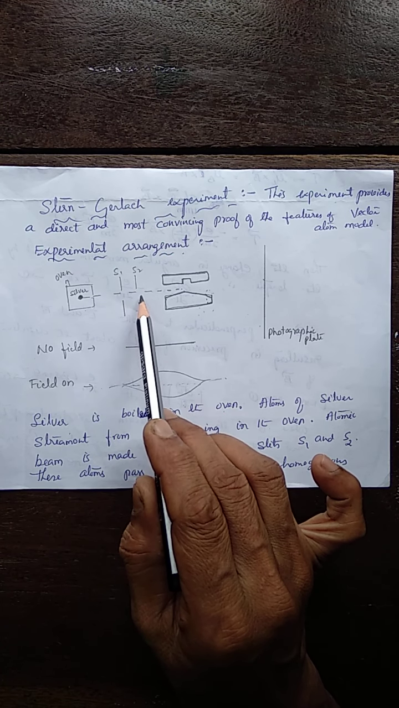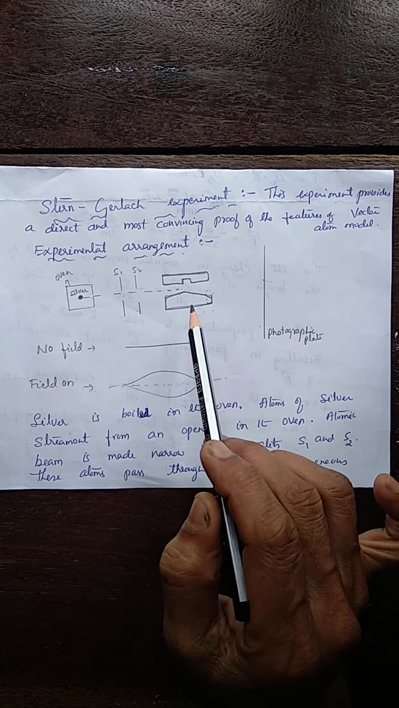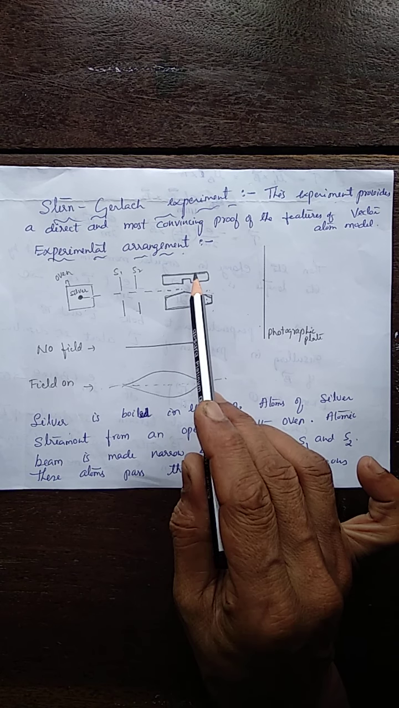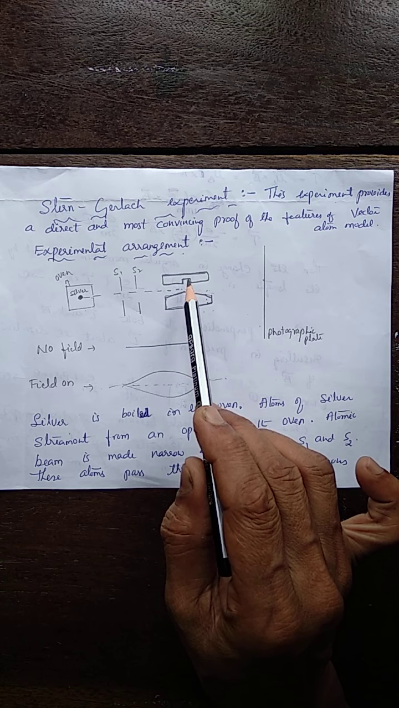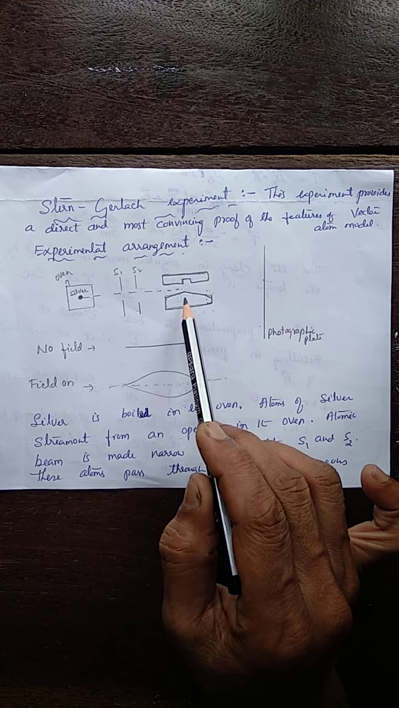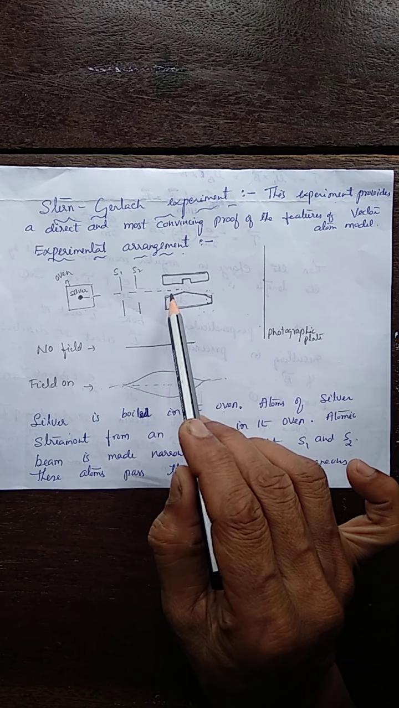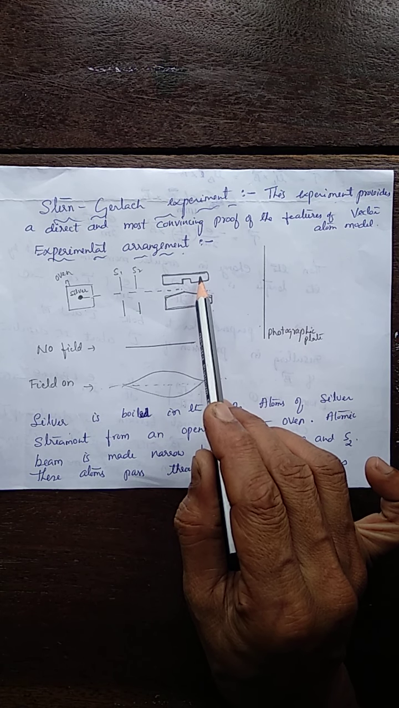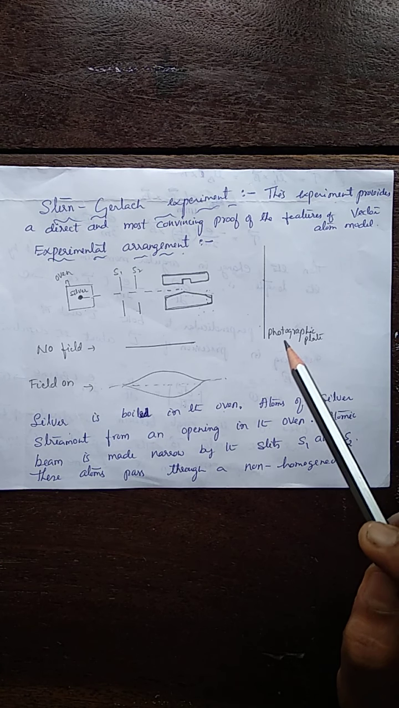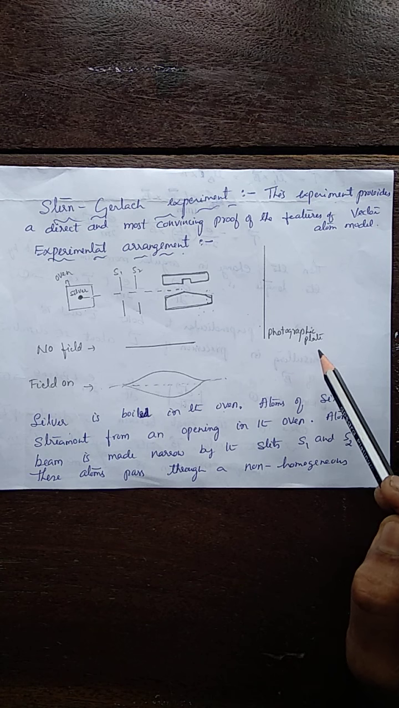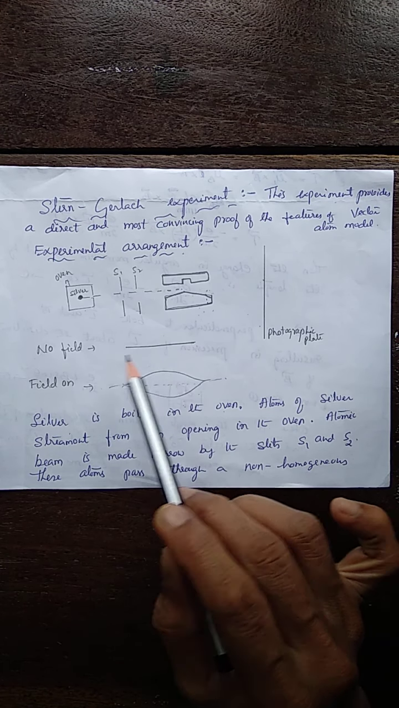That narrow beam of atoms is then made to pass through a non-homogeneous magnetic field. A very strong non-homogeneous magnetic field is applied here. See, the shape of the magnets is made like this to make the magnetic field non-homogeneous and very strong. So the narrow atomic beam passes through this strong non-homogeneous magnetic field, then they are made to fall on a photographic plate.